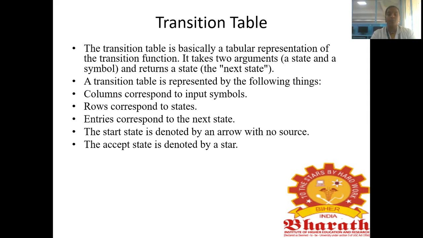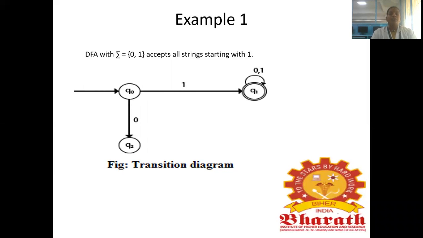It is very, very important. For example, this is an example for your transition diagram. Say you check a DFA with input symbols 0, 1, which accepts all the strings starting with 1. So I take two inputs and one condition: all the strings starting with 1. Okay.